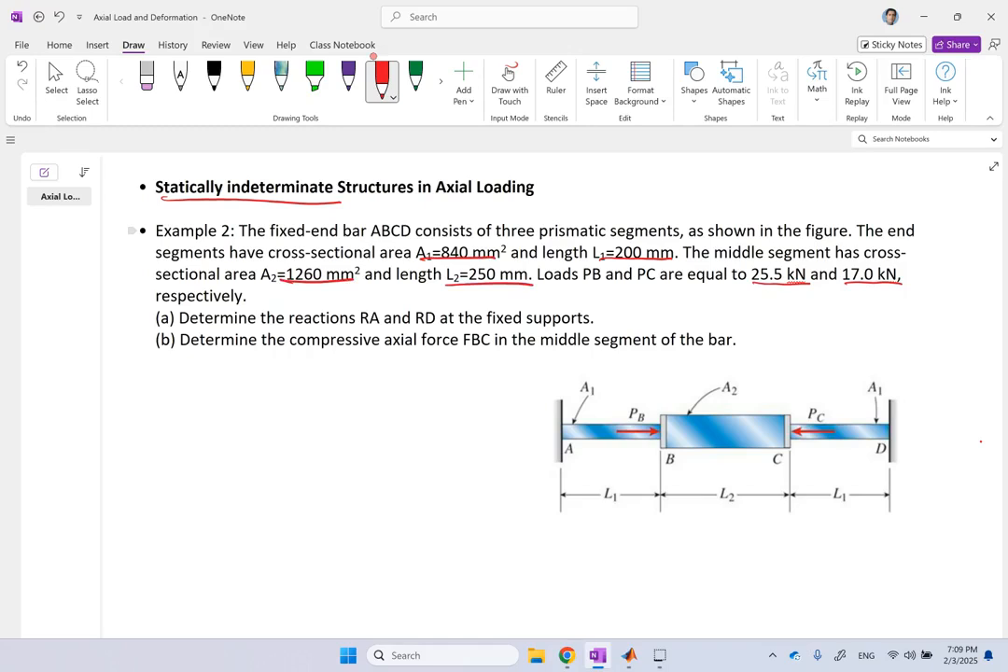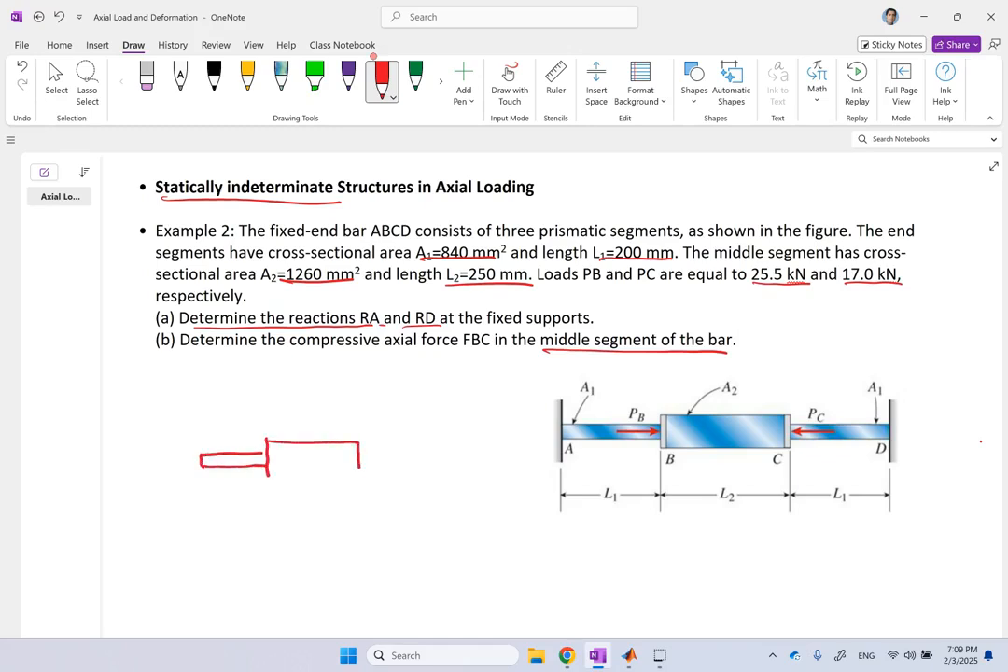And what we need to find is first the reactions at the two ends, reaction RA and RD, what are they? And then the compressive axial force FBC in the middle segment. So you know this middle segment is clearly subjected to compression because we are pressing on both sides of it. How much is that? But in order to find it, first we need to find the reactions on the left and on the right side. And the problem is, if you draw the FBD for this member, guess what?